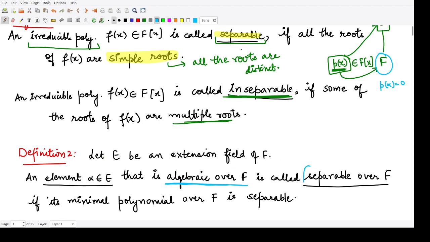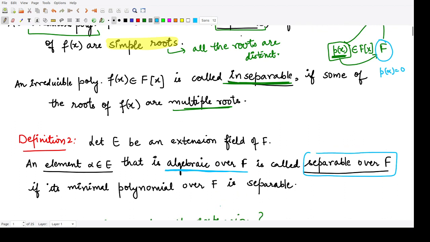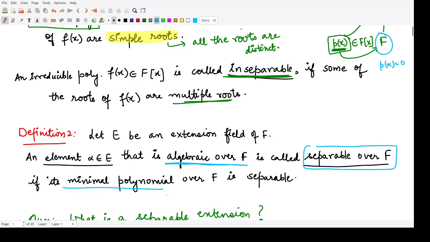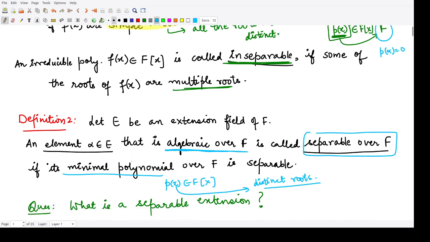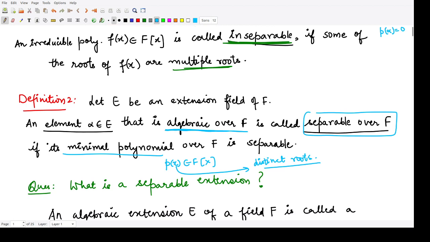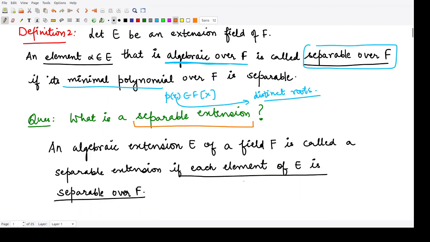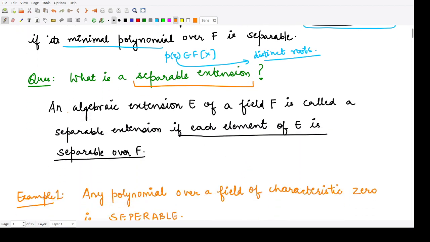Then we say alpha is separable over F if its minimal polynomial over F is separable. That means the polynomial P of x in the lower field is separable, so it has all distinct roots within itself. Then that element is a separable element. And then what is a separable extension? A separable extension is one in which all the elements are separable. That means it is an algebraic extension in which every element of E is separable.